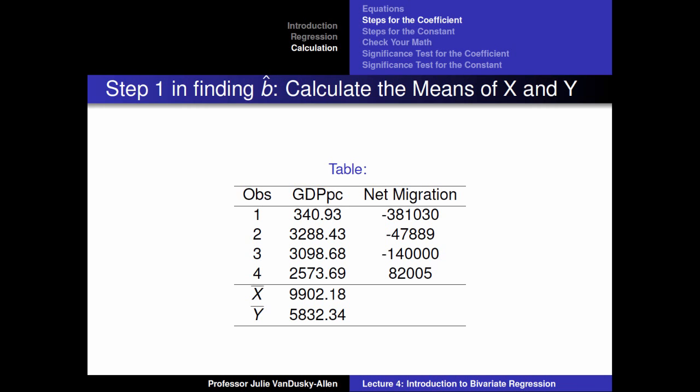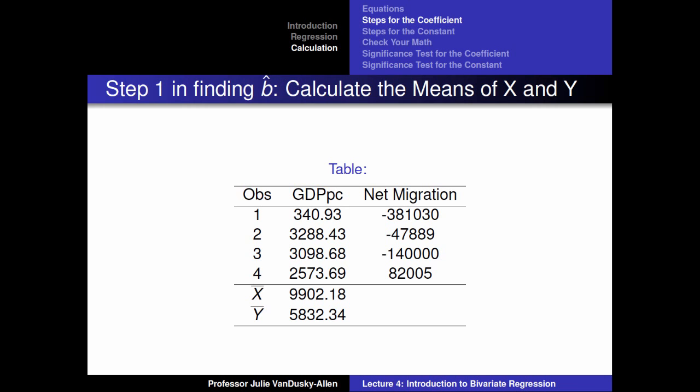Now I'm going to walk you through the steps of calculating a bivariate regression. I strongly encourage you to have the b hat and a hat equations written on a paper next to you so that as I go through the steps it will make more sense. I will use the example from the beginning of the lecture in this demonstration. Recall that the hypothesis was, as GDP per capita increases, net migration increases. In this example, GDP per capita is the independent variable and net migration is the dependent variable.